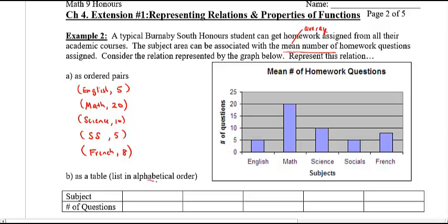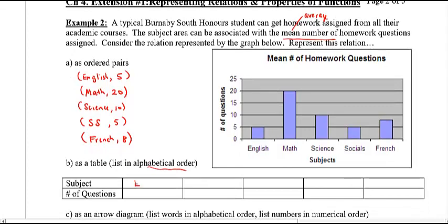As a table, now it says list in alphabetical order. So if I have to do this in alphabetical order, I have to rearrange this. English first, which is 5 questions. And then what? A, B, C, D, E, F, G, H, I, J, K. Oh, don't forget French. French. Math is next. And then science. And then socials. Okay, they don't always have to be in order, but sometimes it's nice when you do that. It's just easier to find things. That's all.